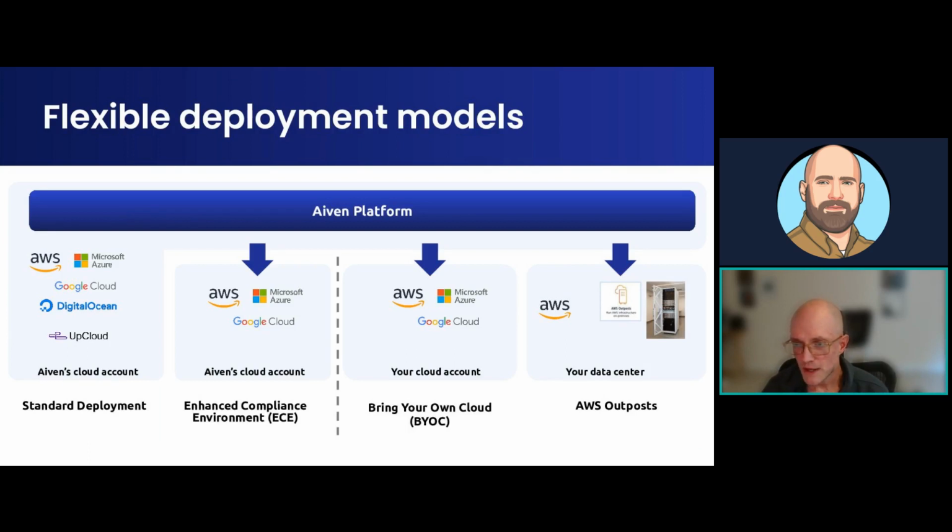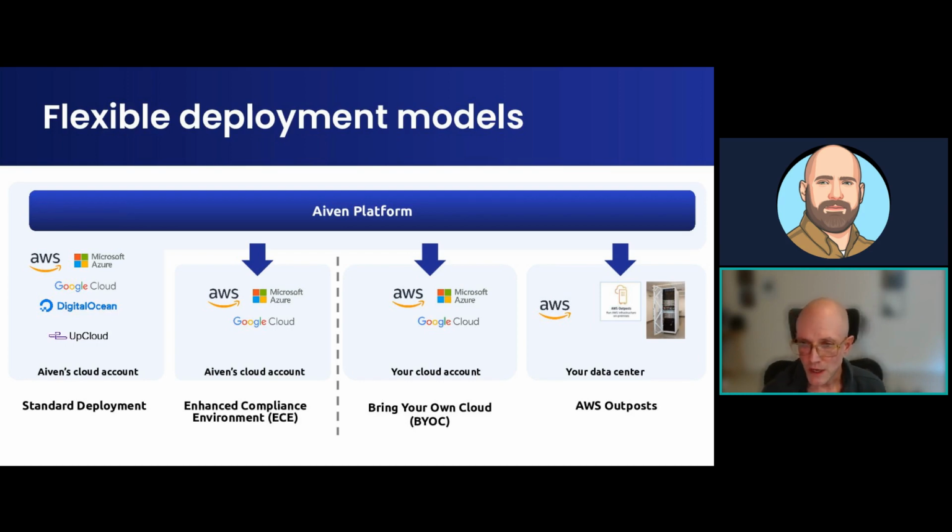So I mentioned the deployment models. Of course, we've been talking a lot about BYOC already. Our standard deployment is direct into Aiven's cloud account. So that's running on our tenant. And again, you have choices of where you can deploy. We support the three major hyperscalers as well as different OEM options. We have enhanced compliance environments on top of that direct deployment as well. Another thing I'll mention that's not shown here, but we'll go into it on a slide during the BYOC portion, is we are available in the three major hyperscaler marketplaces, Amazon, Google, and Microsoft Azure.